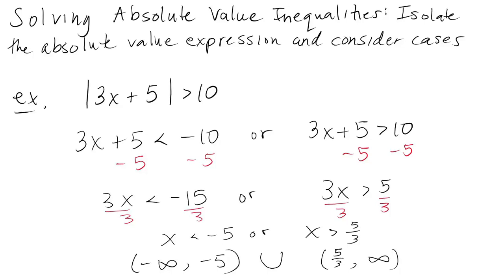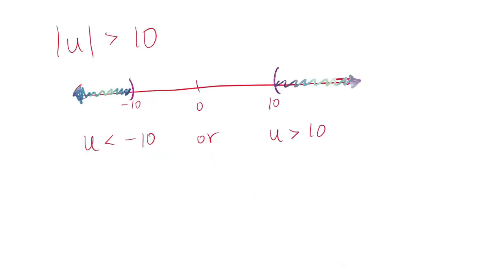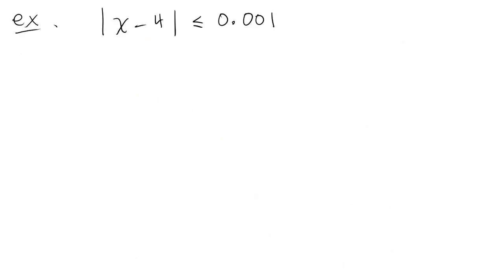We solved the two linear inequalities that resulted from that, recognizing that one or the other has to be true, and we found the interval notation for each and took the union of those two intervals as our solution. Let's do another simple example where the absolute value bars are already isolated. This time we'll consider a less than or equal to example.